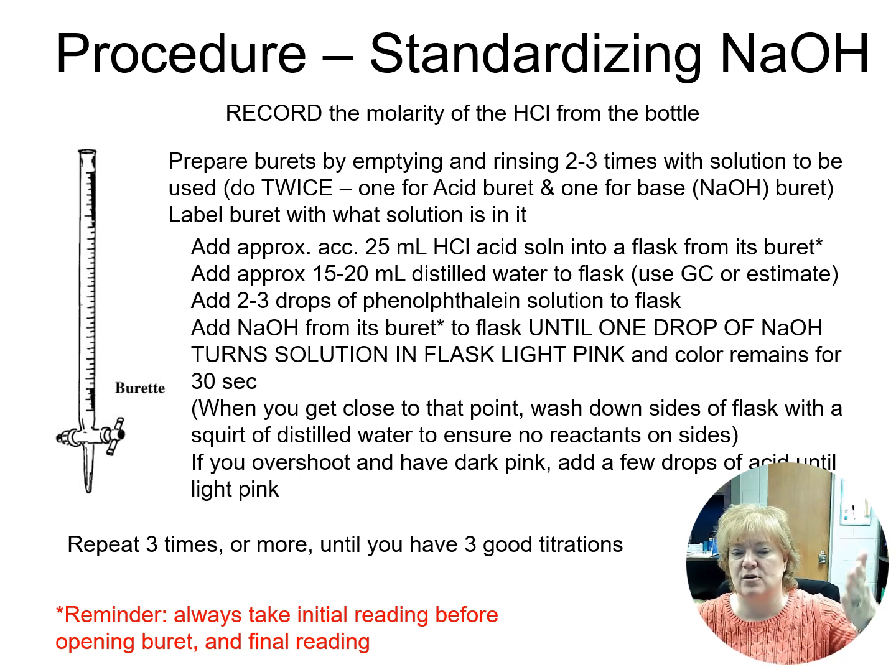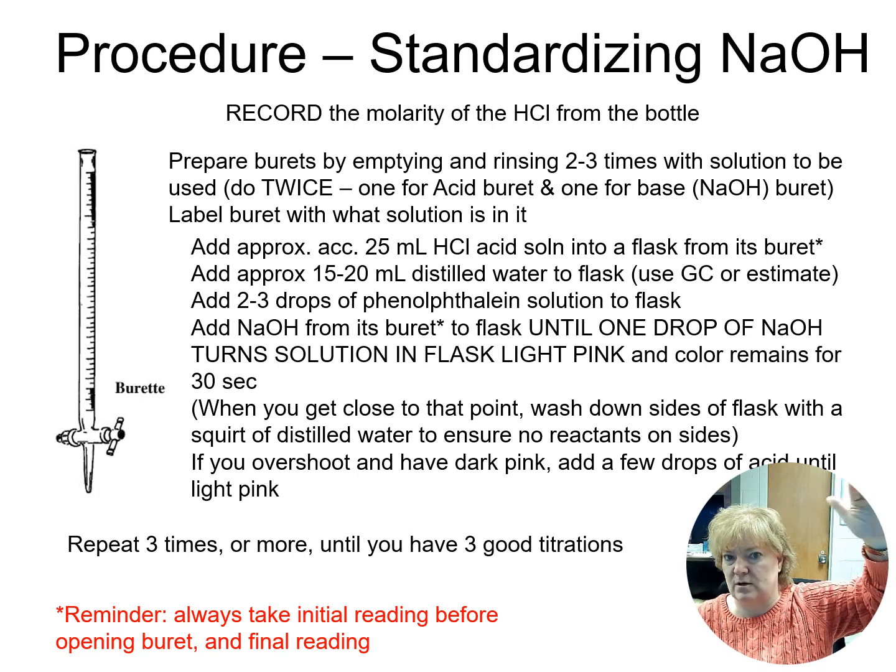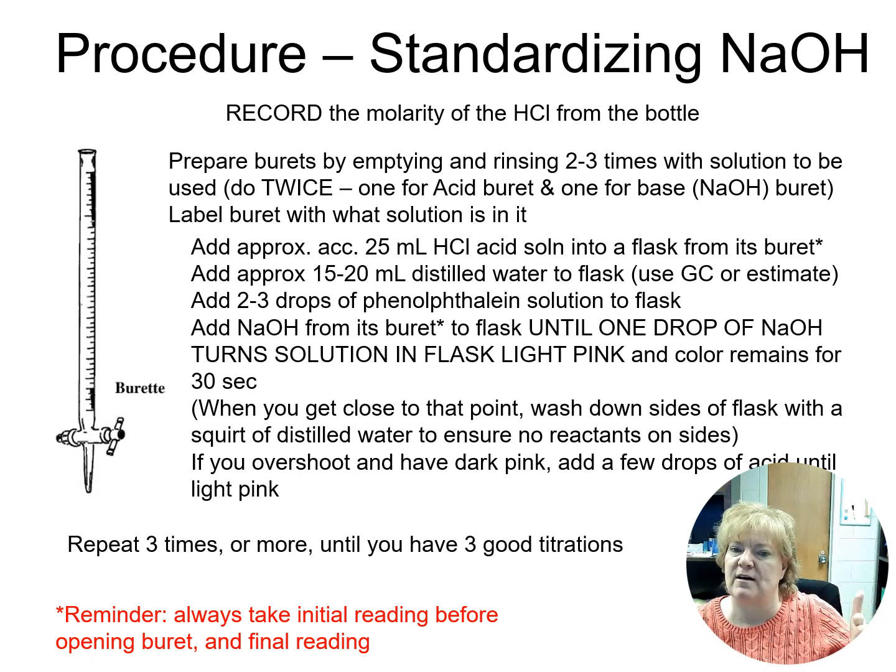And then you're going to put the acid solution from the burette into a flask. Again, to get 25 milliliters, I read my initial burette reading, and I add the number 25 to that. That will tell me about where to stop to have added 25 milliliters. And then I precisely read the final burette reading.